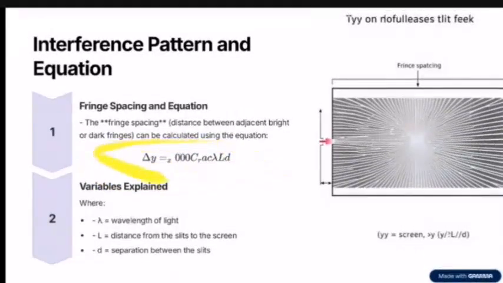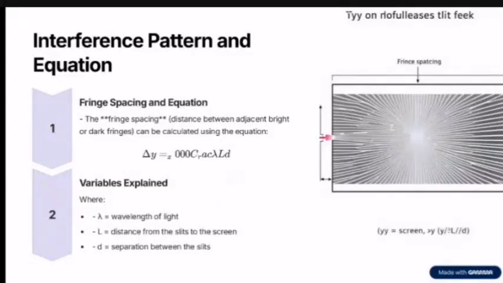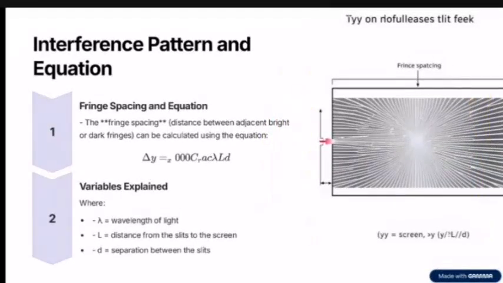So the formula for the fringe spacing equation is delta Y equals lambda, that's wavelength, times capital letter L, all over D, where delta Y is equal to the spacing of the lights, or the distance between each of the lights appearing on the screen. Lambda is the wavelength of the light. L is the distance from the slits to the screen, that is, from the center material to the screen.